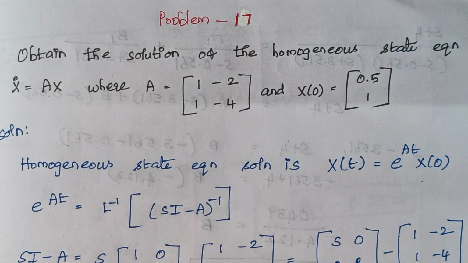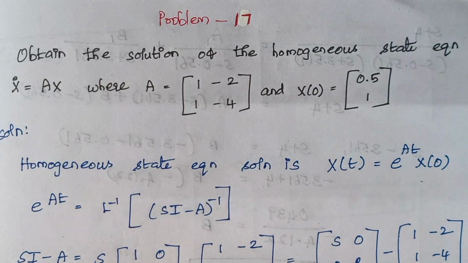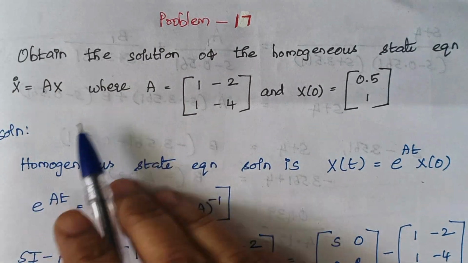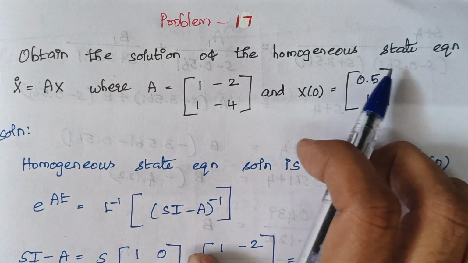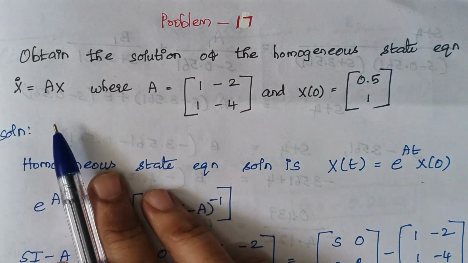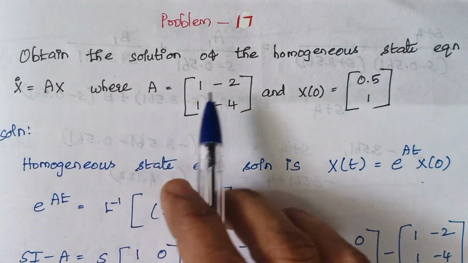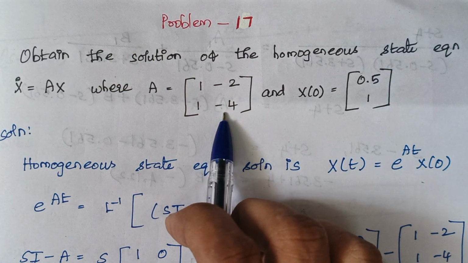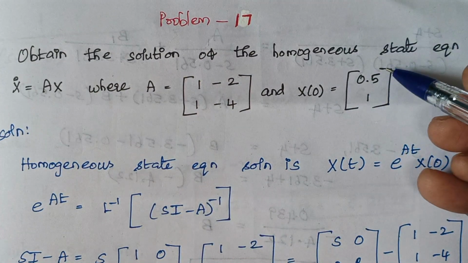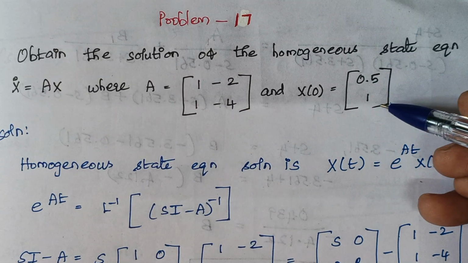Today we are going to solve problem number 17. The problem is: obtain the solution of the homogeneous state equation x dot equal to Ax, where A is given by this 2 by 2 matrix and x of 0 is given by this 2 by 1 matrix.